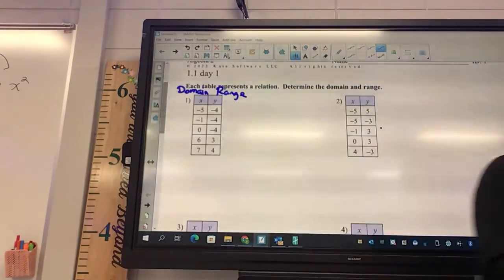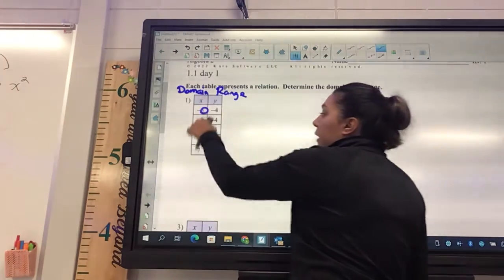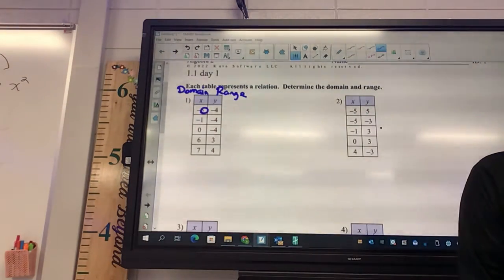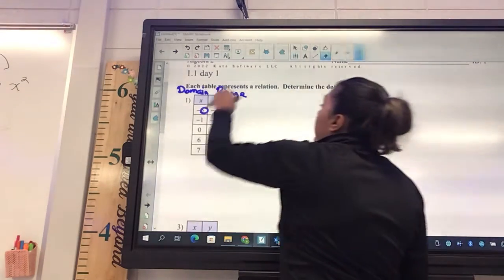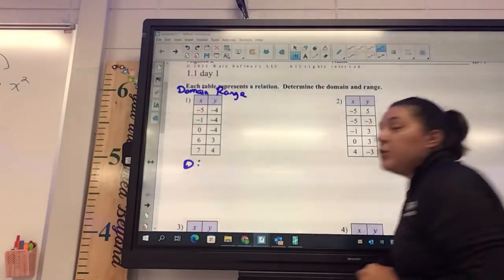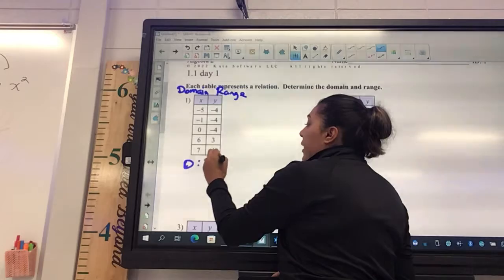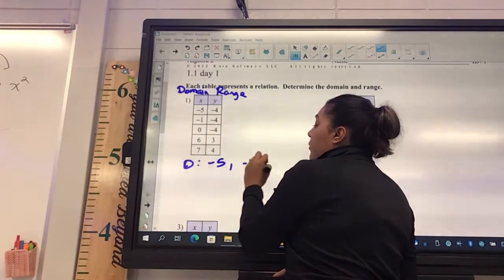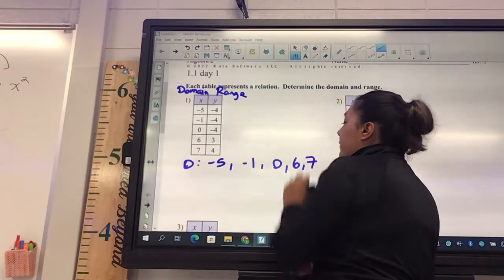The only important thing to take away is if this is 0 and then there's another 0, you only write it down once. Not twice. So the domain, and you can just write D, this is your answer. The domain is going to be all the x values, so you're going to say -5, -1, 0, 6, 7.